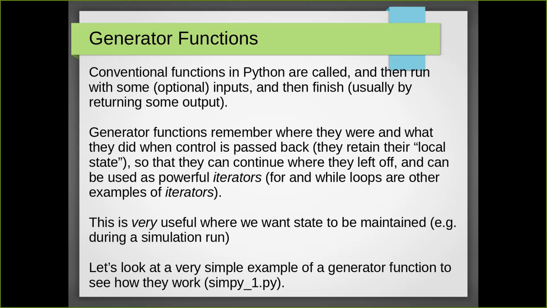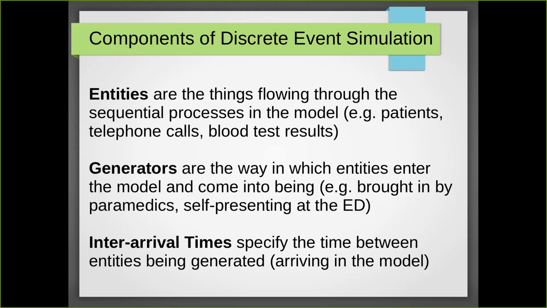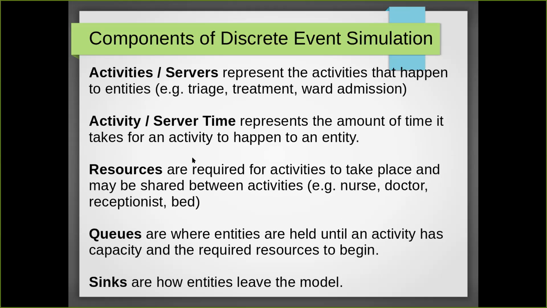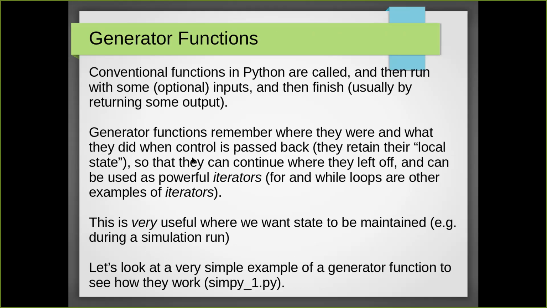Now, you remember the other thing that I talked about in the first discrete event simulation session was something called a generator function. Now, this is not to be confused with a discrete event simulation generator. Discrete event simulation generators are the way in which our entities come into being. They are entry points in our model. Generator functions are different. These are things in Python which are these kind of magical functions that work just like our normal functions, but with one key difference.